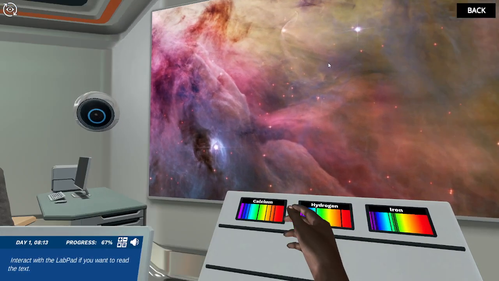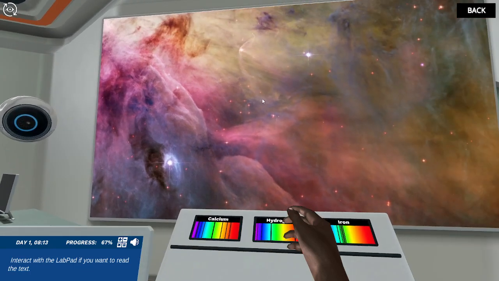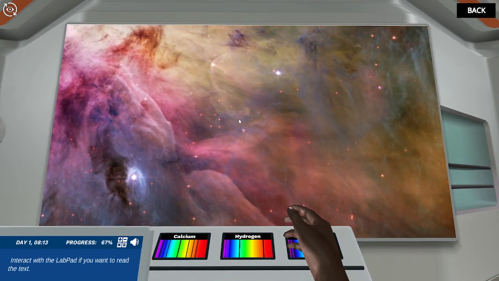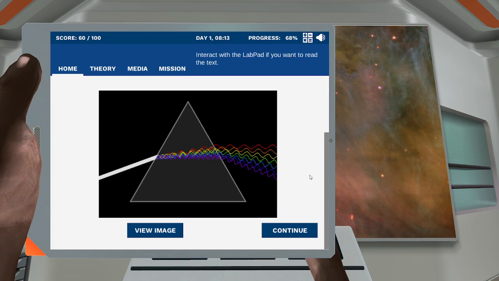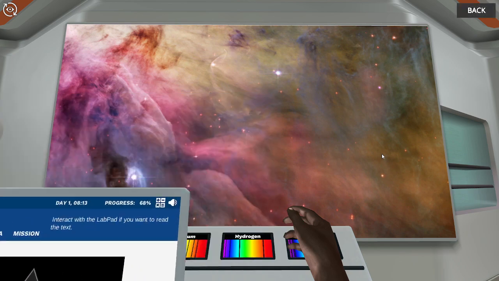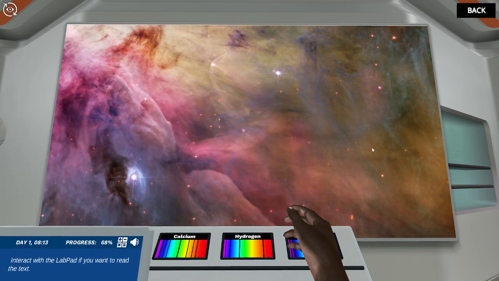Last year I sent a space telescope into the Earth's orbit to capture the starlight of a previously unexplored galaxy. We can learn a lot about the atomic composition of a star by analyzing its light. It's rather amazing, isn't it? I installed a detector in my space telescope to record and measure the light from the stars. This device uses a glass prism to split the different wavelengths of white light so that we can study the color spectrum. Click on the View Image button to have a closer look.